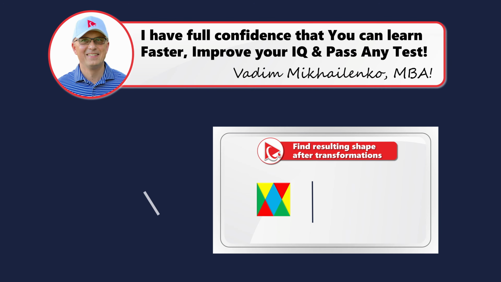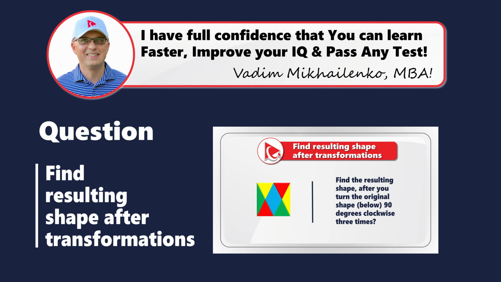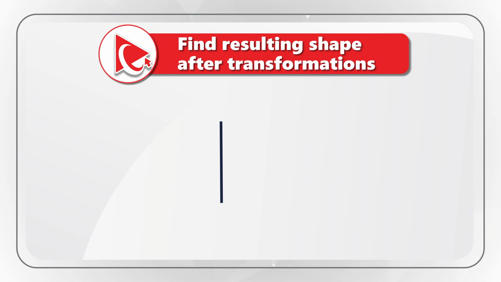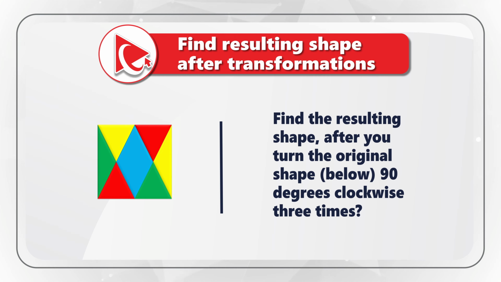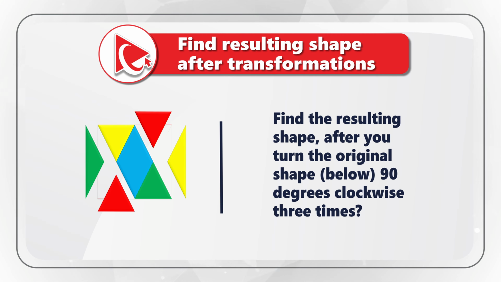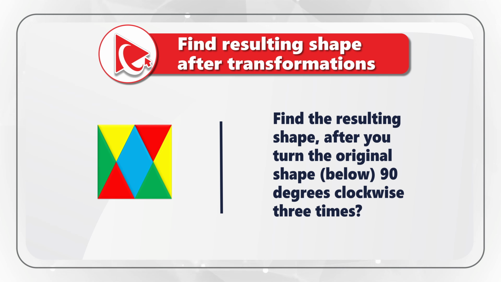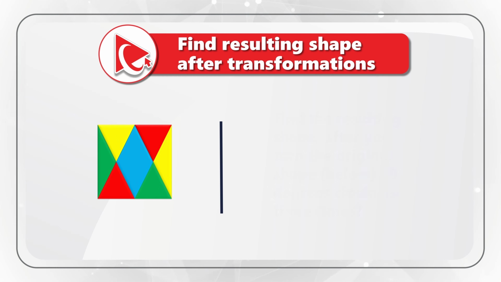I love this challenge because it tests your analytical skills and spatial reasoning skills so well. You need to find the resulting shape after the transformations. You're presented with the square that consists of different triangles of a different color, and you need to turn the original shape 90-degree clockwise 3 times. You have 4 different choices to select the shape after the transformations.